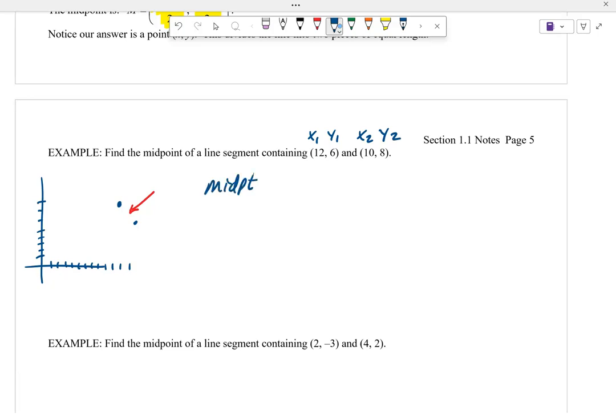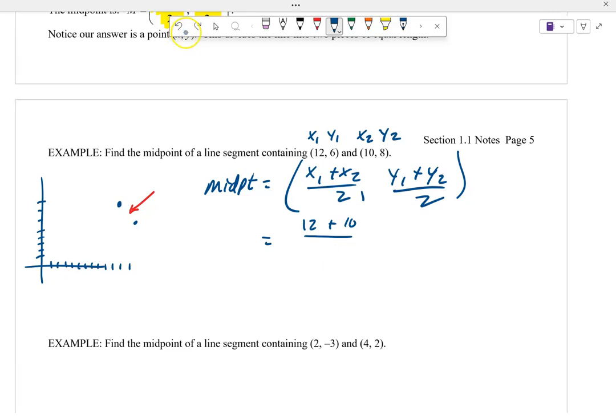So the midpoint is x1 plus x2 over 2, y1 plus y2 over 2, and that'll give you the coordinates. So x1 here is 12, x2 is 10. We're going to find that average. So 12 plus 10, I got 22 over 2, so 11. All right, 11 comma. Now let's find the average of the y's. y1 is 6, y2 is 8. 14 divided by 2 ends up being 7. So 11, 7 is that midpoint between those 2 points.